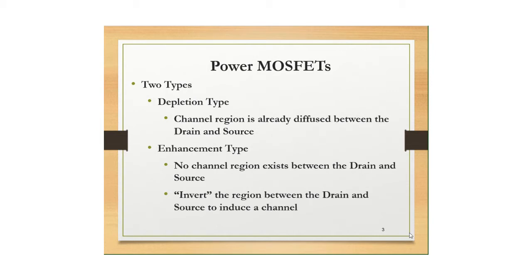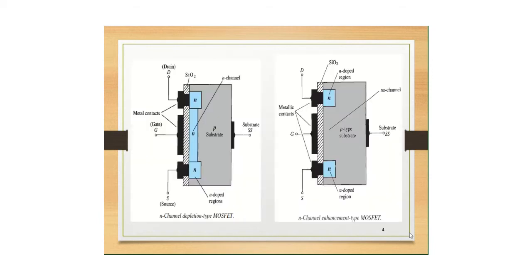right? So in depletion type, there is already a channel diffused between drain and source. The N-channel depletion type MOSFET is formed on P-type silicon substrate, as shown in figure, with two heavily doped N plus silicon regions for low resistance connectivity. Okay, you have a gate terminal which is isolated from the channel by a thin oxide layer.